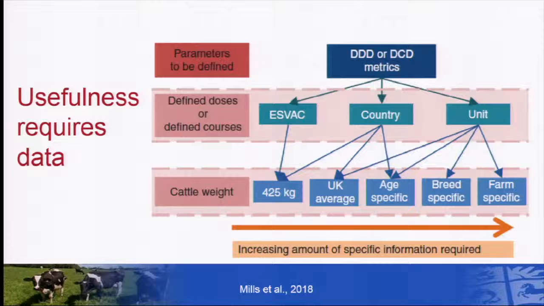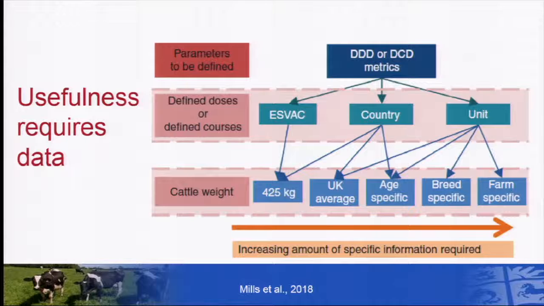And this graphic just shows us a little bit about how the usefulness of these metrics requires good data and requires sometimes very granular data. So looking specifically at the daily dose or the daily course dose metrics, we can see that there are different ways to define these doses. So the European Surveillance of Veterinary Antimicrobial Consumption group has established specific courses and specific doses that they say across Europe are representative of what happens across Europe. But we know when we look at the UK situation, for instance, sometimes those doses are a tenfold difference from what is on the data sheet in the UK.